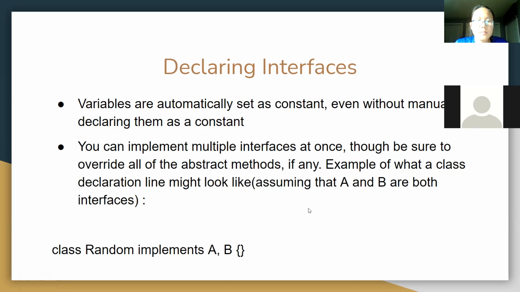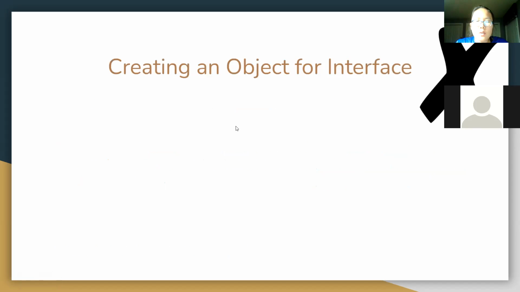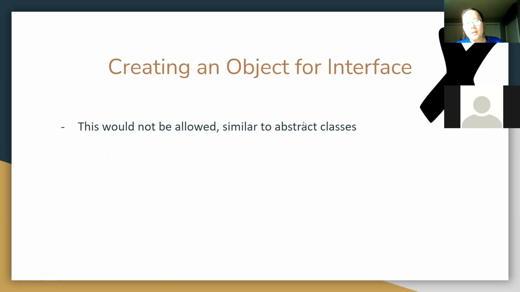Besides that, creating an object for an interface, as the X says, would not be allowed, similar to abstract classes. So do not create an object for an interface. It does not have a constructor. It can't have a constructor because it can only contain three things: abstract methods, static methods, and constants. It cannot have anything else, such as a constructor. So therefore, it would not be allowed.